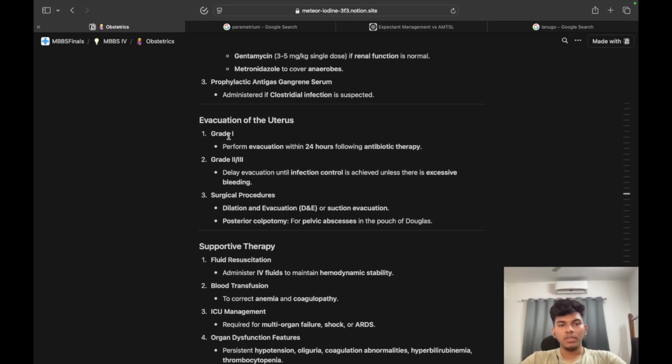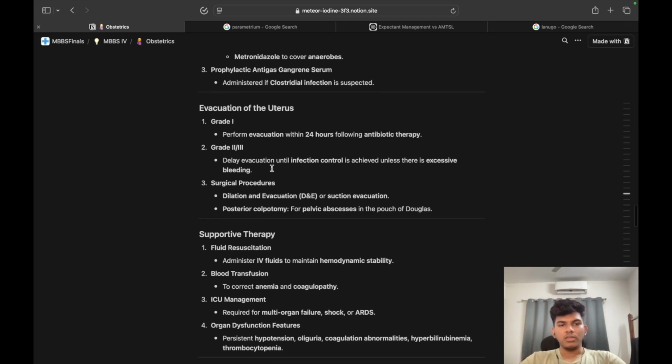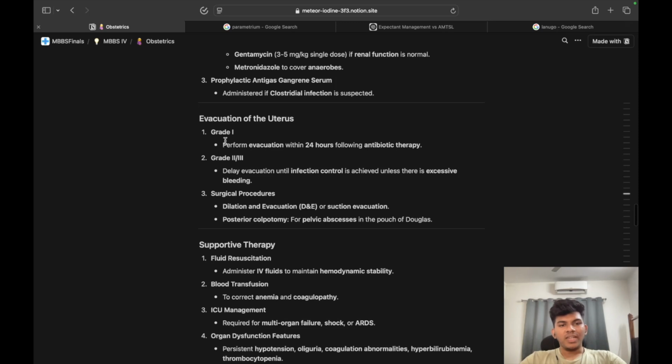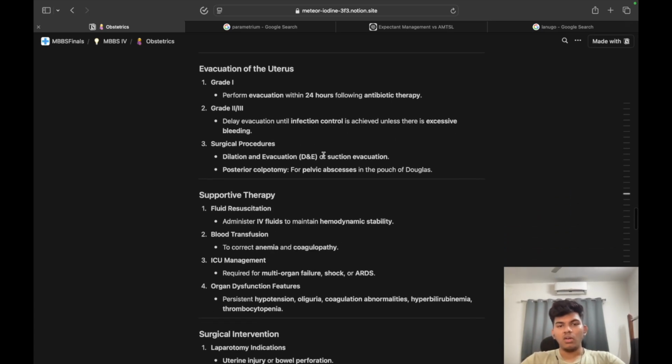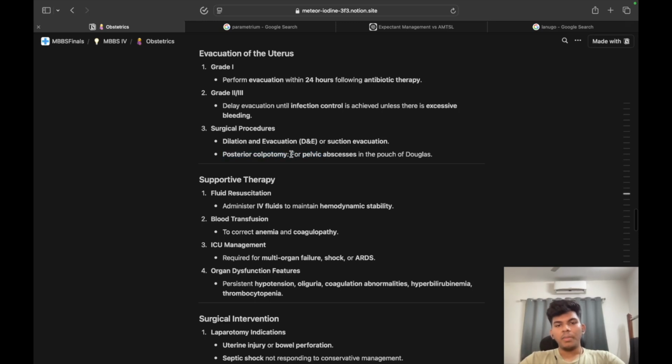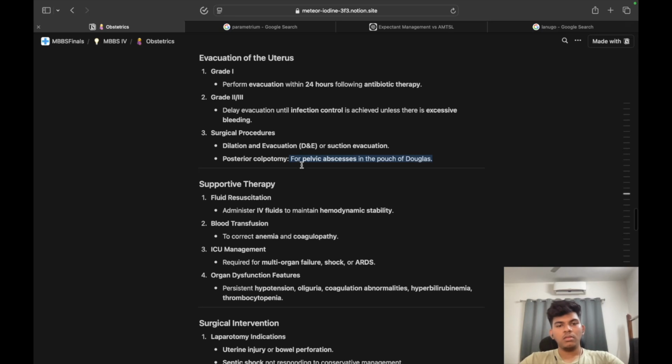Next, coming to evacuation of the uterus. Even here there is grade 1, 2, 3 and surgical procedures. Grade 1: perform evacuation within 24 hours following antibiotic therapy. Grade 2 and 3: delay evacuation until infection control is achieved, unless there is excessive bleeding. First control the infection, then start with your evacuation, or else do the evacuation only if there is excessive bleeding. Surgical procedures: D&C or suction evacuation, dilation and evacuation, and posterior colpotomy for pelvic abscesses in the pouch of Douglas.